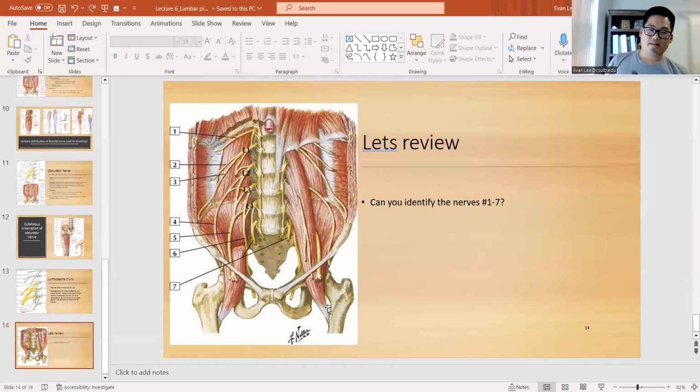So here's a review slide. Try to use the psoas major as a good indicator of where you're at. Look at the different branches and then try to figure out where you're at or which nerve is which. I'm going to let you try and do this on your own, but let me know if you have questions or issues. But let's go ahead and move on to the next part of the lecture, which is going to be on the sacral plexus.